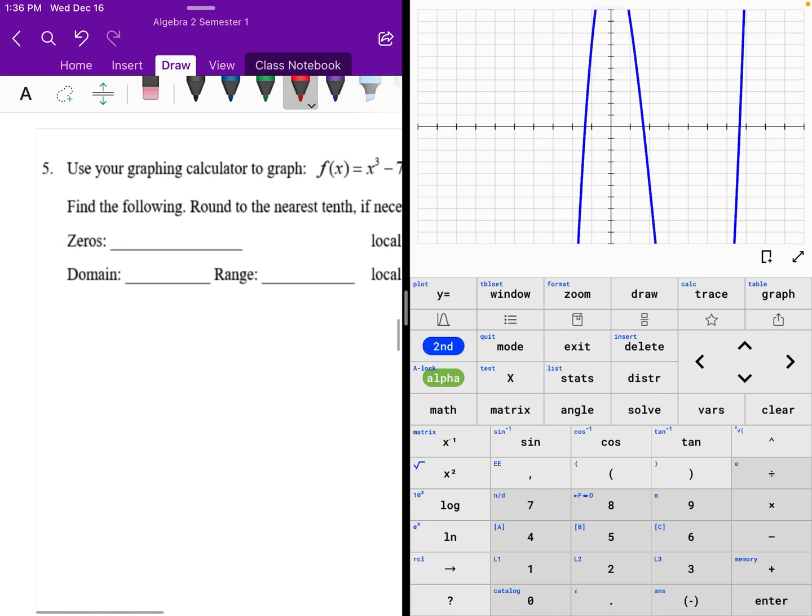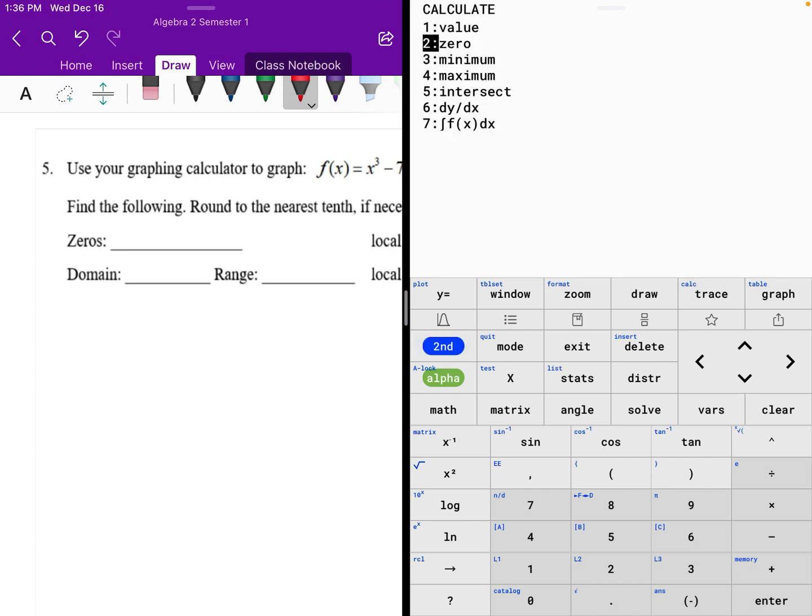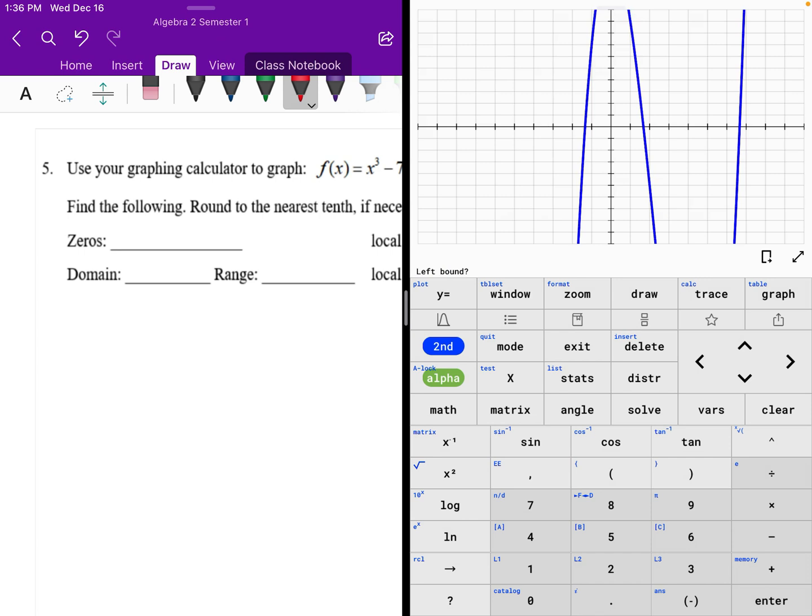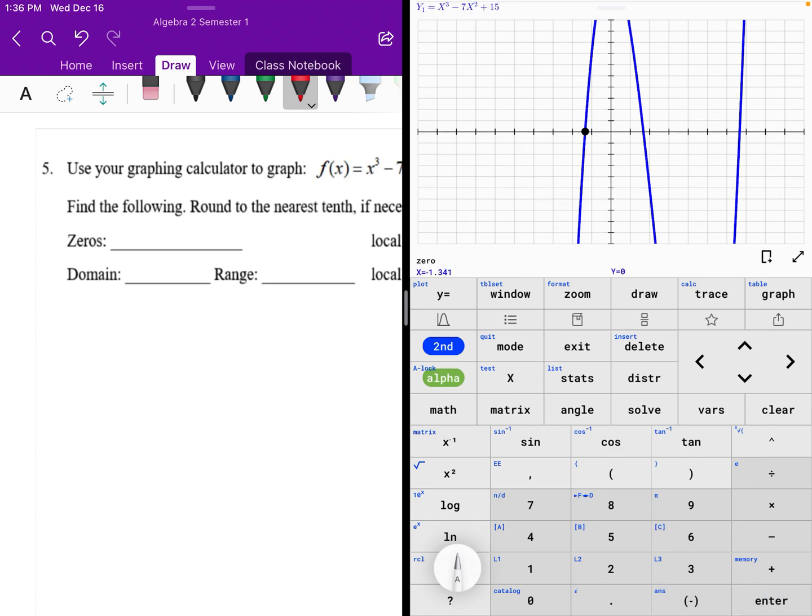And the first thing we're going to look for is our zeros. So anytime we're trying to find these specific features of a graph, it's always second trace, and we're going to calculate a zero. Okay, now it's asking for a left and right bound. So we're going to look at that first one working from left to right. It looks like it's between -2 and -1. So I'm going to have a left bound of -2, hit enter. Now the calculator is asking for a right bound, which I will say -1. And there we have it. Y equals 0. So my zero is x equals -1.3, because again, we are rounding to the nearest tenth.